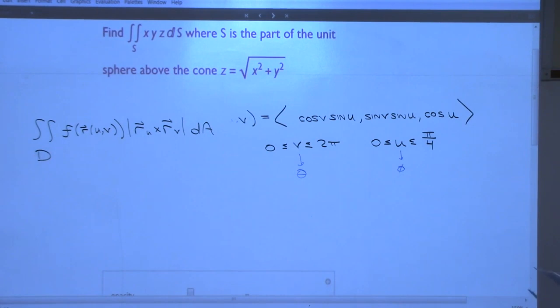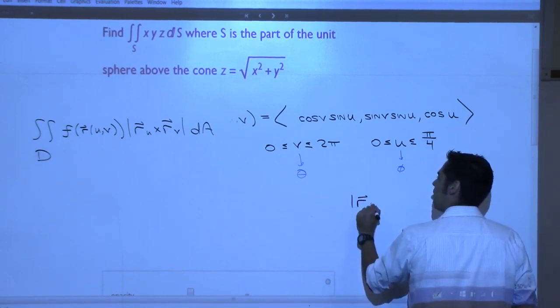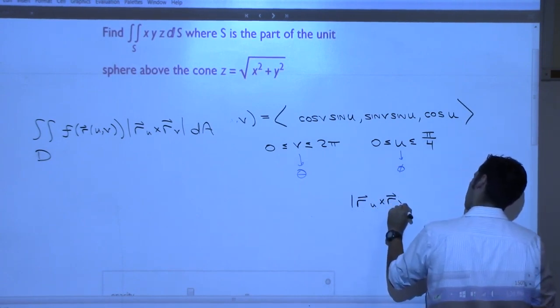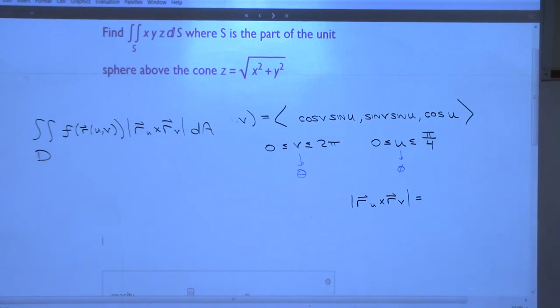What did we get when we did this? Anyone? I think we got sine v. Will you go look? Or was it sine u? Sorry, my paper. I switched my u and my v on my work.